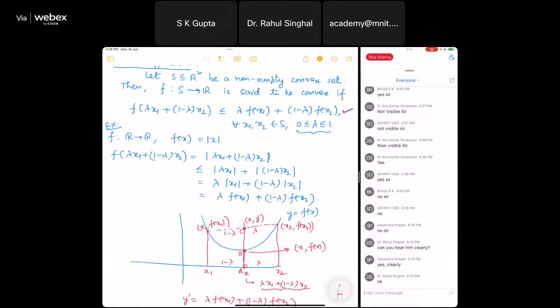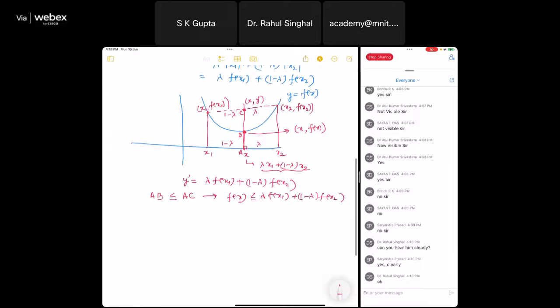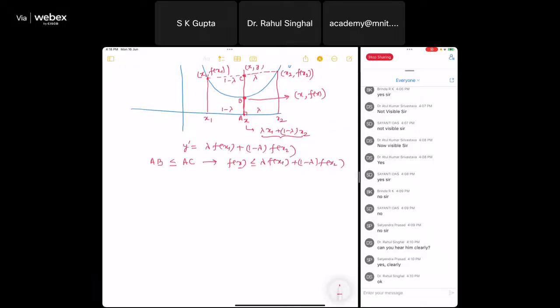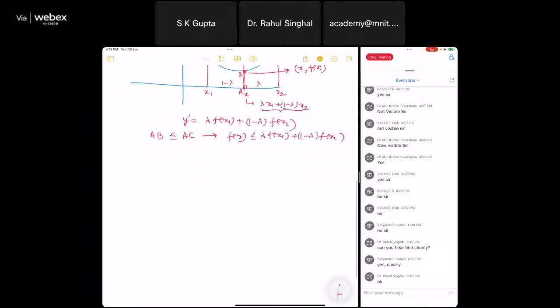So geometrically, how can we say whether the given function is convex or not? This can be illustrated by this simple drawing. Draw the graph of the function, take any two arbitrary points on the graph, and join the chord. The chord always lies above the curve. Take one point here, one point here, join the chord, it lies above the curve. So above or on the curve, if it is a straight line, it lies on the curve also.